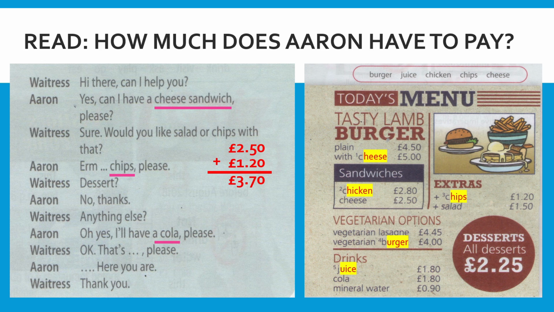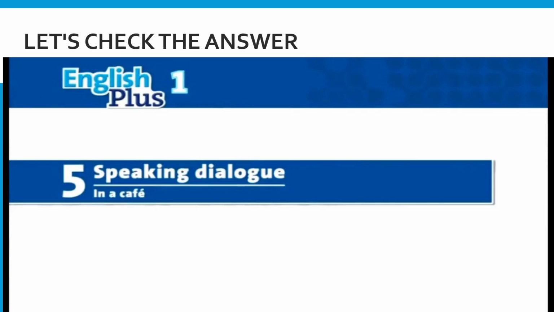That would be equal to £3.70. Then he orders a cola, which costs him around £1.80. So in total, he's going to pay £5.50. Is the answer correct? Let's check the answer from this video and see if he is going to pay £5.50.